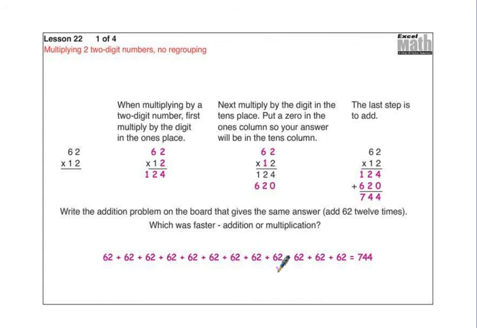Fifth grade Excel, lesson 22, multiplying two-digit numbers with no regrouping. So what we're going to learn how to do here is do a multiplication problem where you have two numbers on the bottom of the multiplication problem.